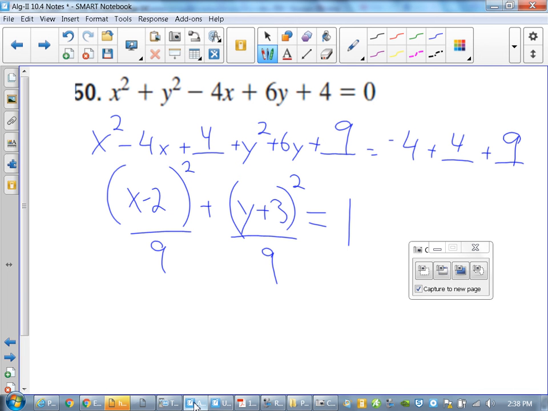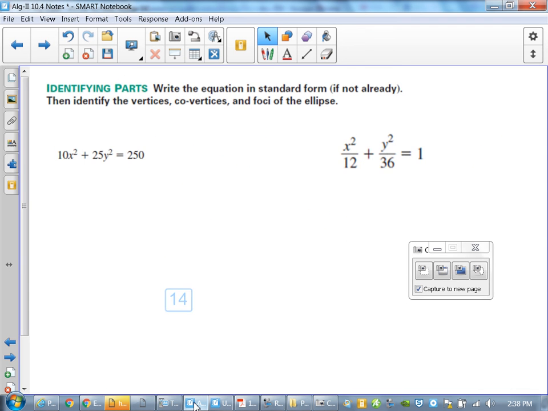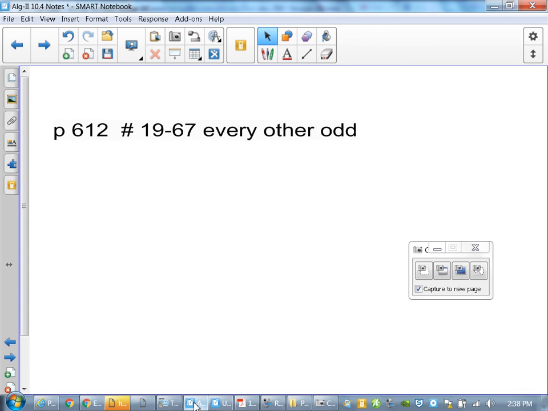Wait, so A and B. Yeah, I said this earlier. An ellipse is when A squared and B squared are different. When they're the same, it's a circle. Oh, that's what we're heading towards. I see now.